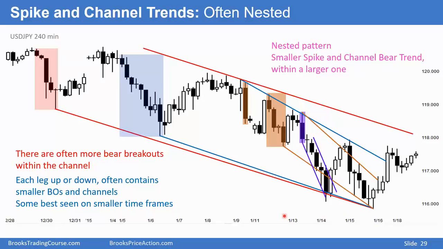Bear breakout, so small spike and channel. On a smaller time frame chart, this would be obviously a spike and channel bear trend. Very common to see nested patterns, smaller patterns within larger patterns. Another bear breakout and then a little wedge channel, so another spike and channel trend, again within this larger spike and channel bear trend.